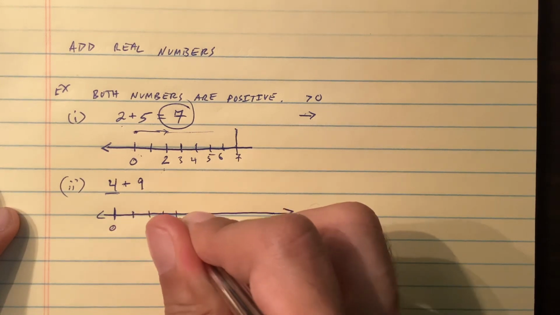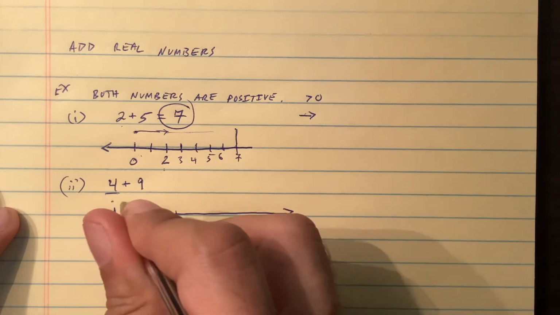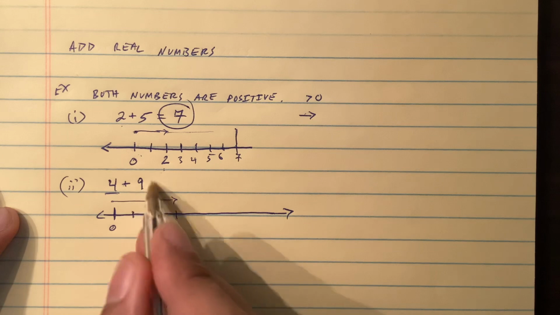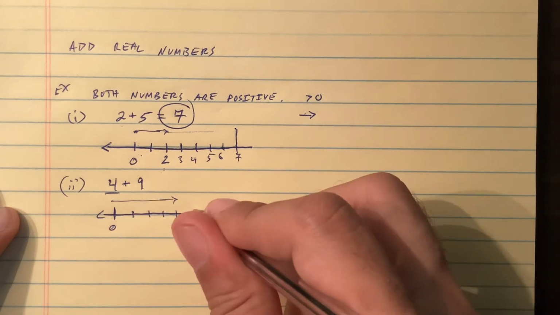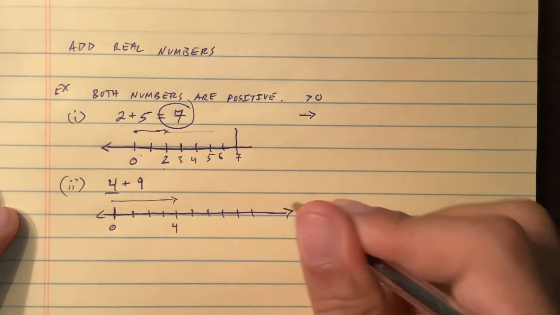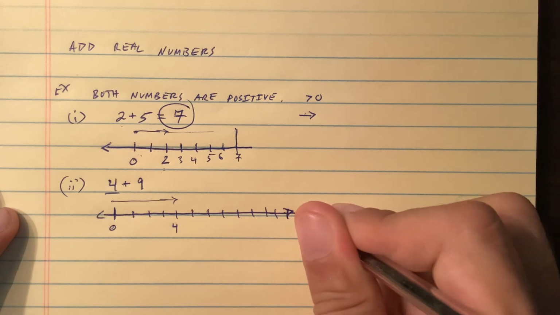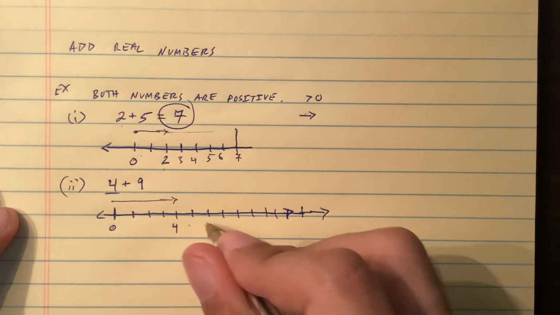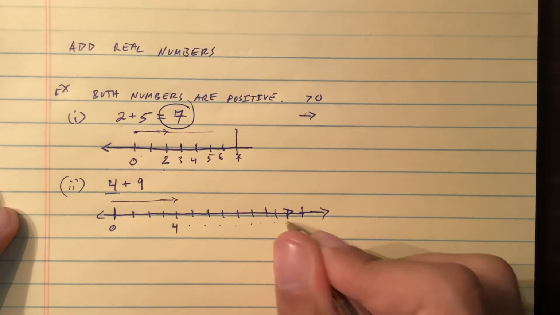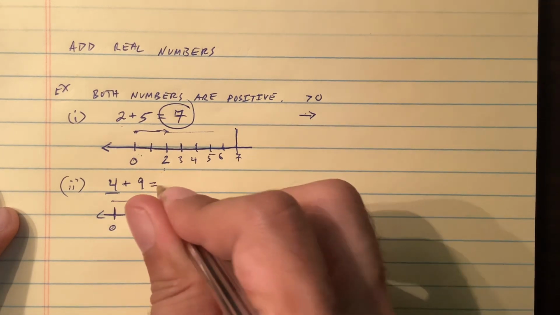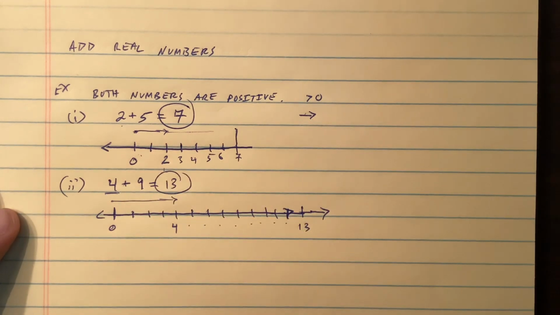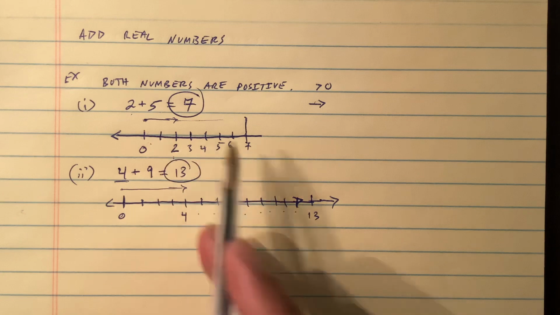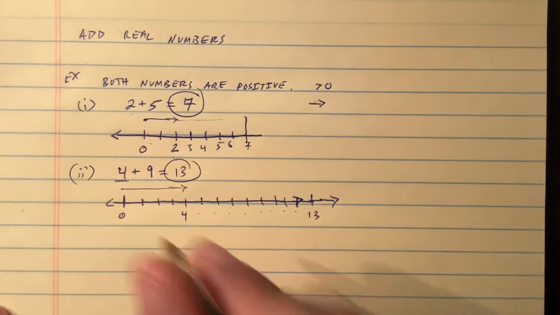1 2 3 4. And then we're going to move another 9 to the right because this 9 is positive. 1 2 3 4 5 6 7 8. Let's go a little bit further. 9. And if we count 5 6 7 8 9 10 11 12 13, and we see that our answer is 13.